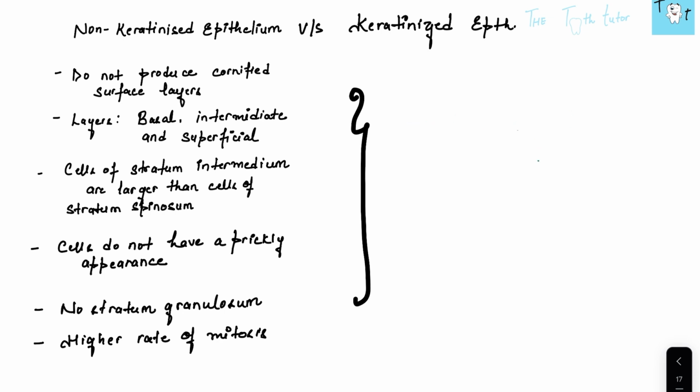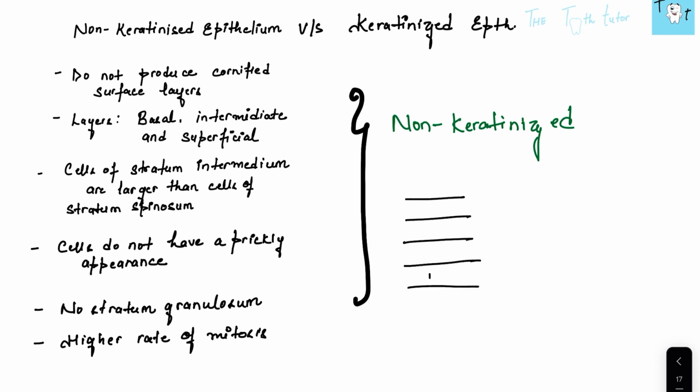First of all, the keratinized epithelium had four layers, we saw. It had the basale, it had spinosum, it had granulosum, and it had the cornified layer. The non-keratinized epithelium will only have three layers.